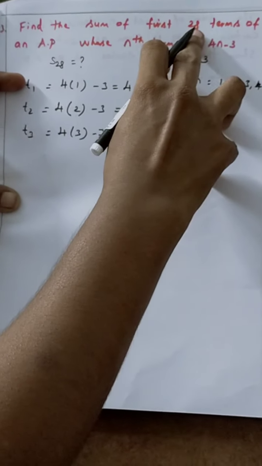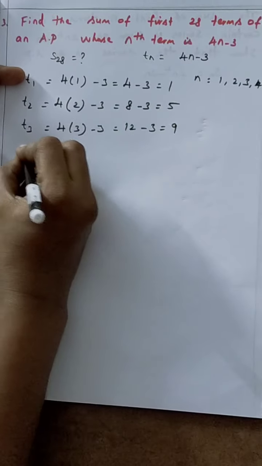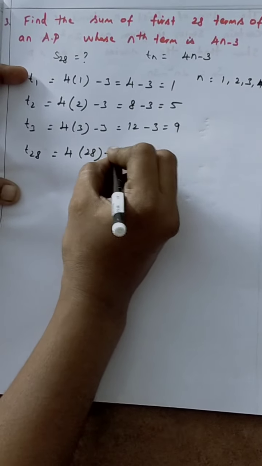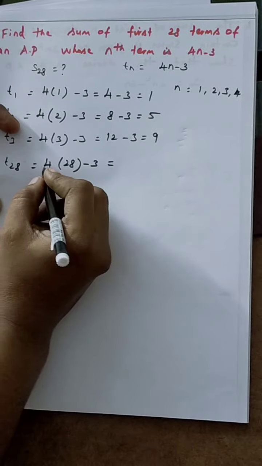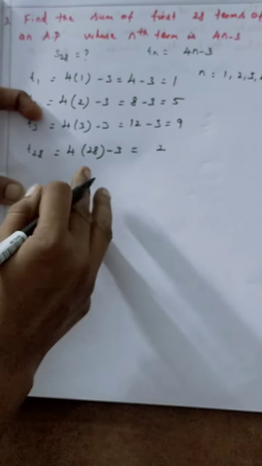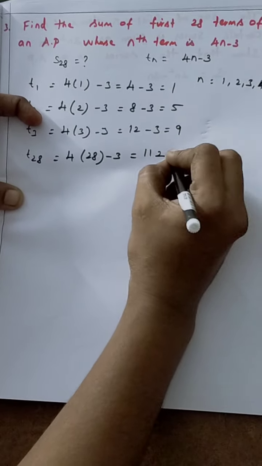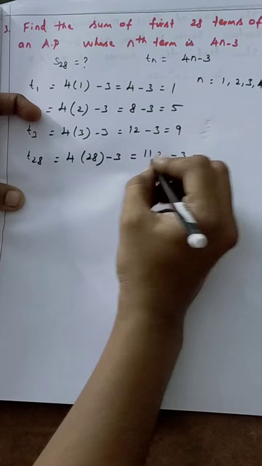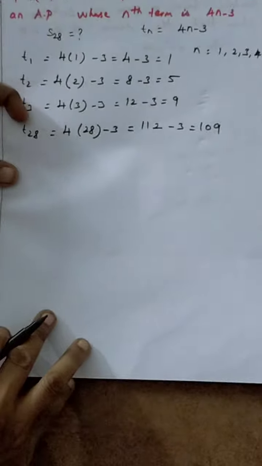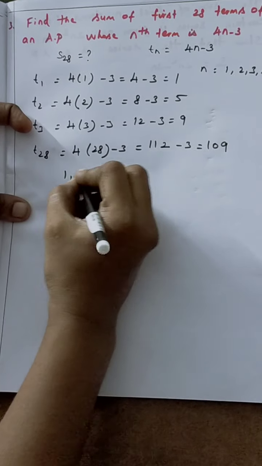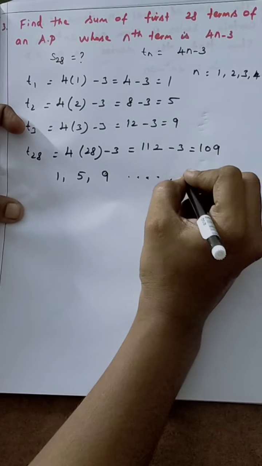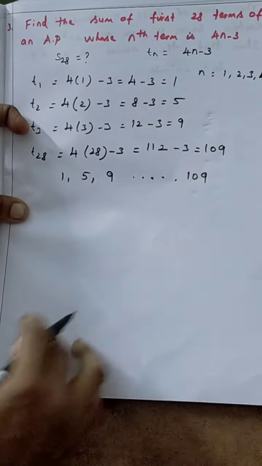Next one is the 28th term. So find T28. T28 equal to 4 into 28 minus 3. Multiply: 4 8s are 32, 4 2s are 8, 8 plus 3, 11. So 112 minus 3 equals 109. So write down the sequence: first term 1, second term 5, and then third term 9, up to T28. The last term is 109.